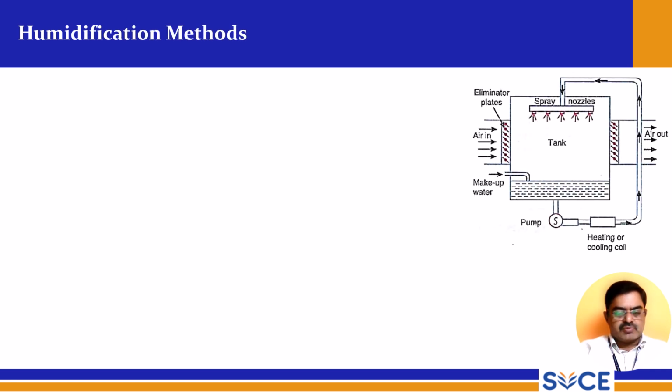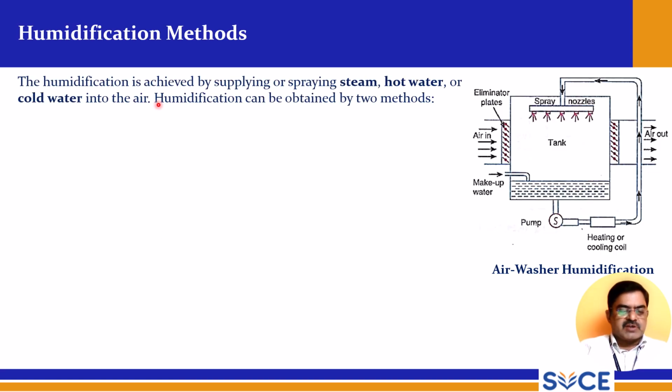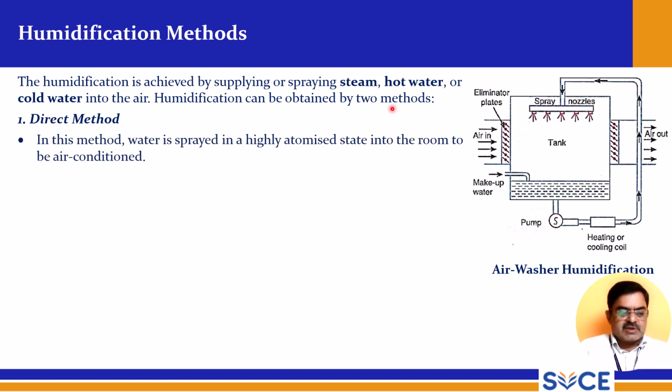Now humidification methods. There are a few types that we will see here. Air washer humidification: the humidification is achieved by supplying or spraying steam, hot water or cold water into the air. So humidification is just spraying water in air, so that the air becomes humid. That is a very simple technique. Humidification can be obtained by two methods. One is the direct method. In this method, water is sprayed in a highly atomized state into the room to be air conditioned, and this method is not very effective, it is not used also.